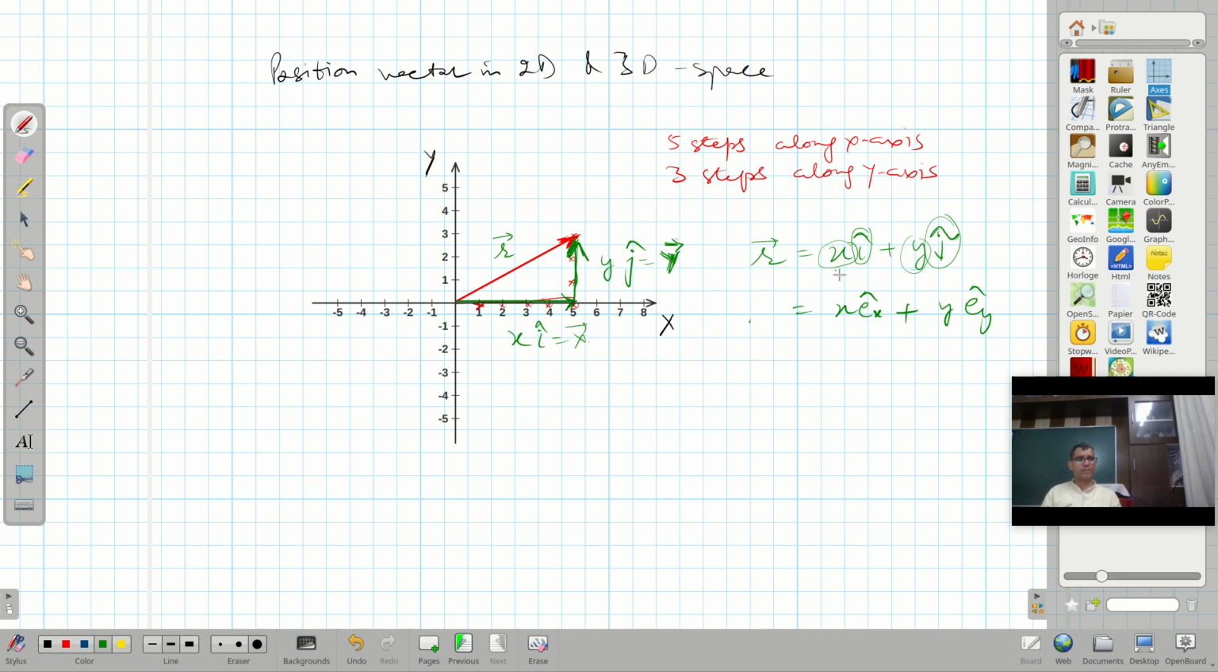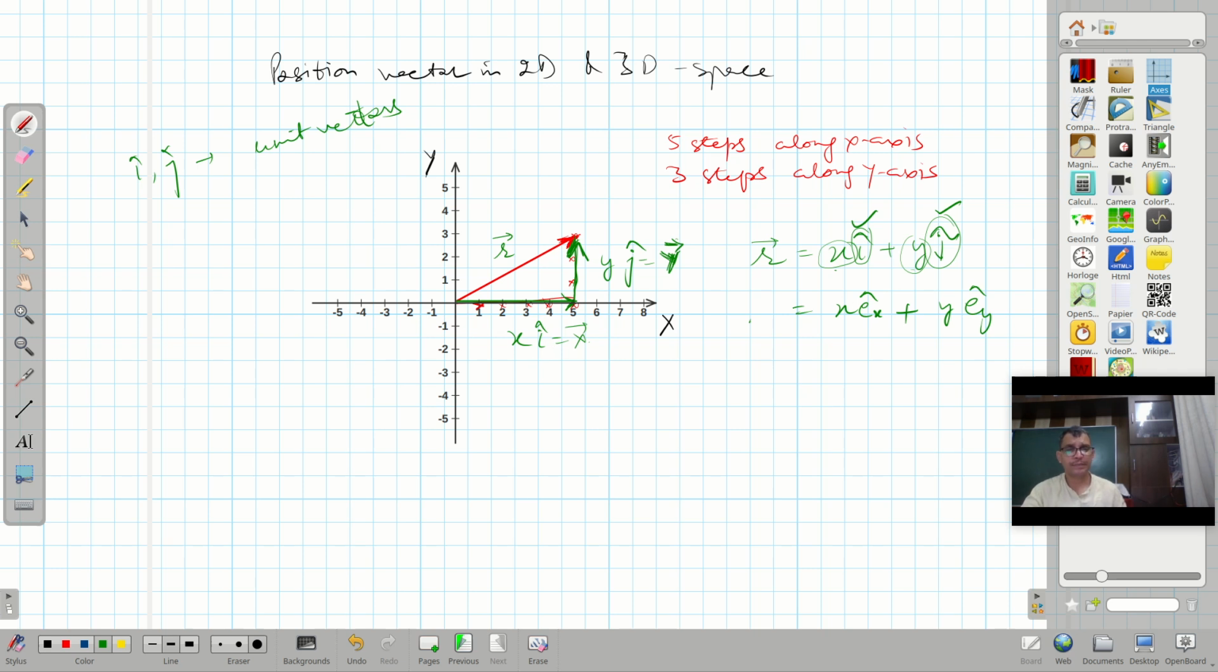Both are representing the same thing. So i cap or e_x cap, both are the same. Basically these are the unit vectors. I cap and j cap are the unit vectors along the x-axis and the y-axis, meaning they represent the direction of x and y. And then if a particle is changing its position from one point to another, then its position vector will change.